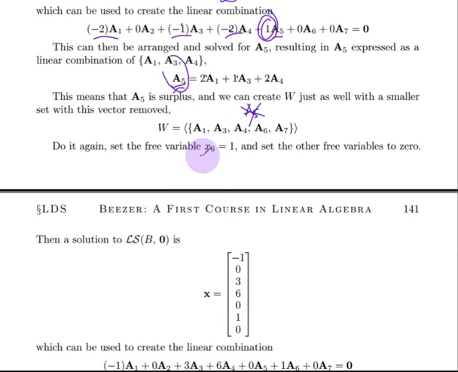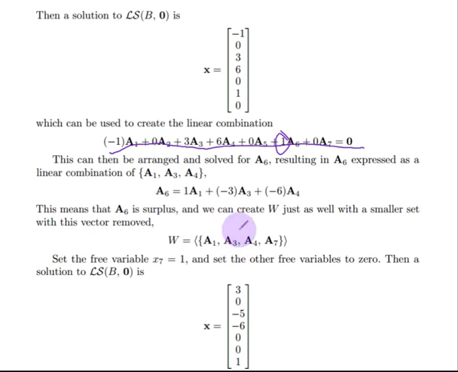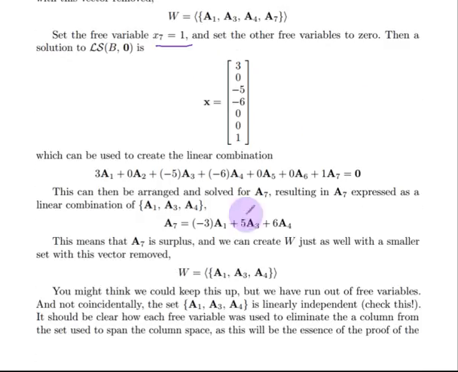All right, do the same thing for the free variable x6. It's getting to be very repetitive. Do the same thing. You'll find this solution. This solution transforms to this relation among the columns. Here's my 1 here. I can solve for A6 in terms of the other columns. That means that I can throw A6 out of my fundamental set that spans. Finally, x7, do the very same thing.